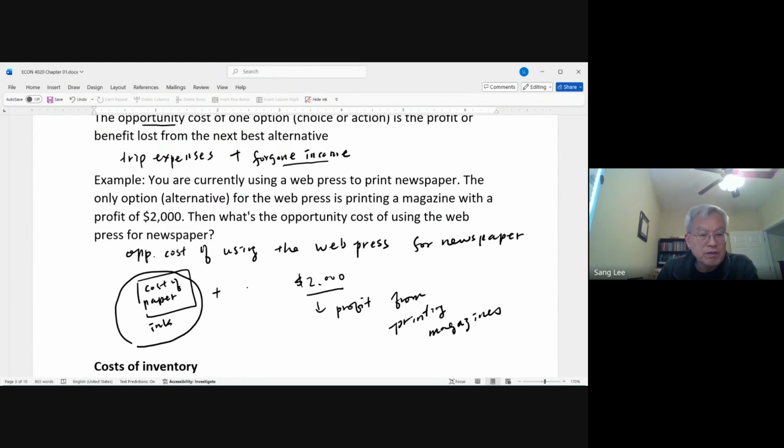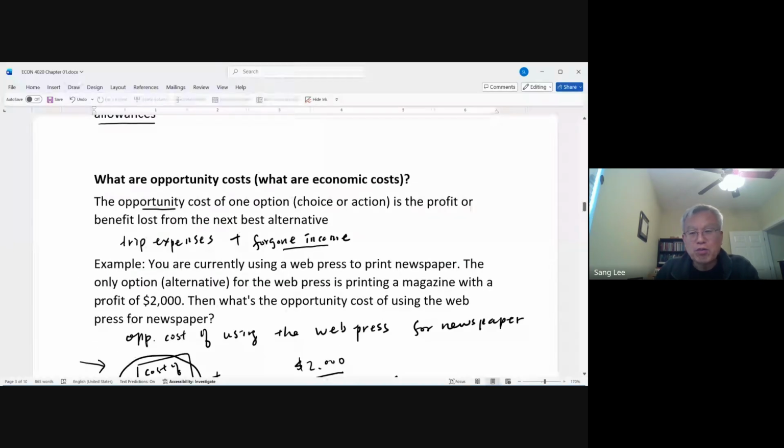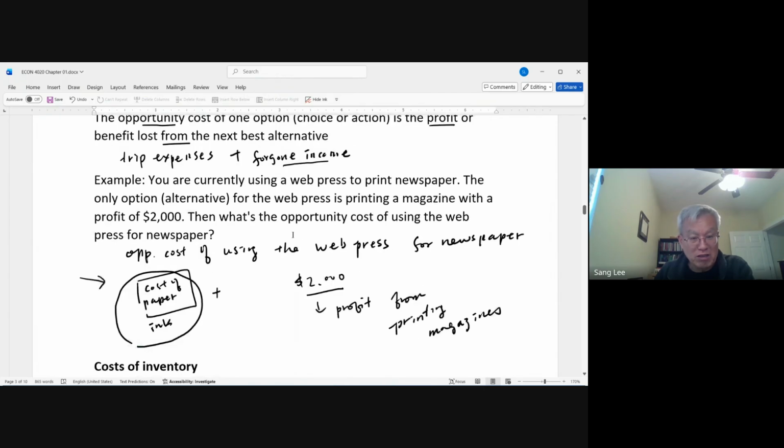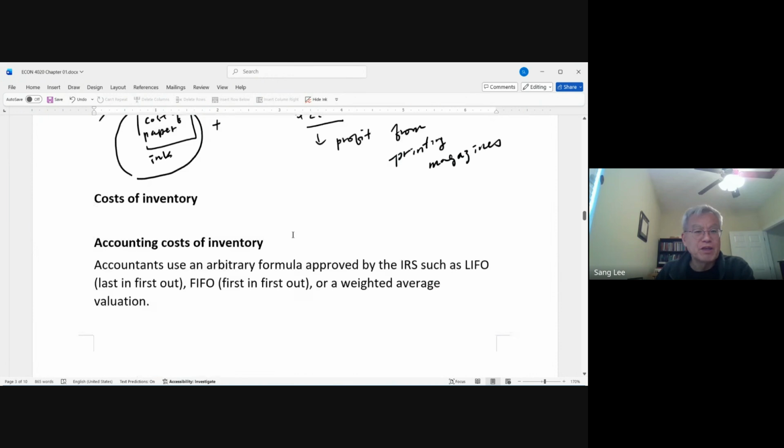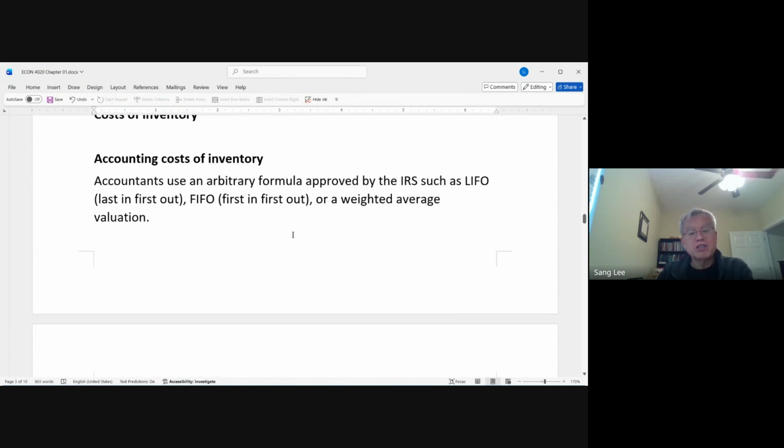Since the accounting cost is not given, we ignore it. Then what's the opportunity cost of using the web press for newspaper? In other words, what's the profit or benefit you suffer by not pursuing your next best alternative? In this example, that's using the web press machine to print magazines, which is $2,000. All right. Now we're going to discuss more realistic examples.